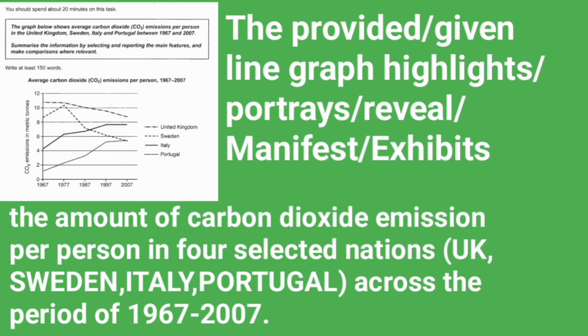And the last thing you have to mention in the introduction is: across the period of 1967 to 2007. They are talking about this period, like the information is from 1967 to 2007, so we have to mention this in the introduction. This is your complete introduction of writing task 1, which highlights everything about the task. Then in the body paragraphs we will discuss it in detail.